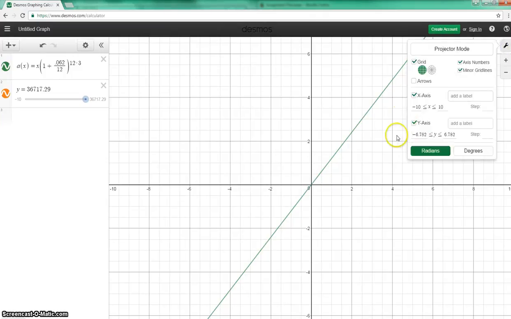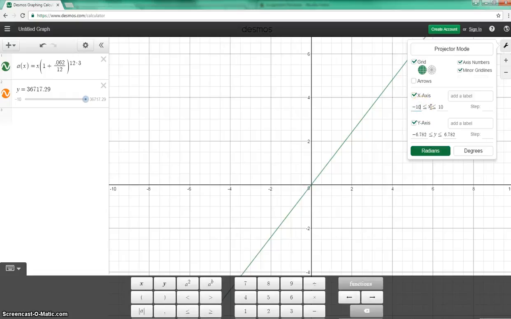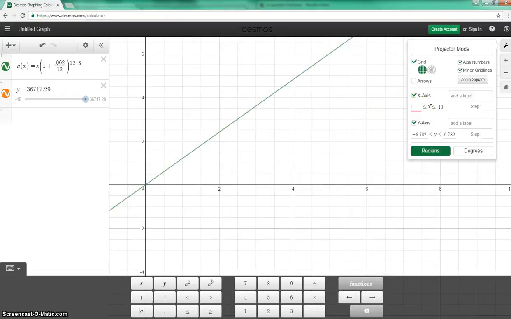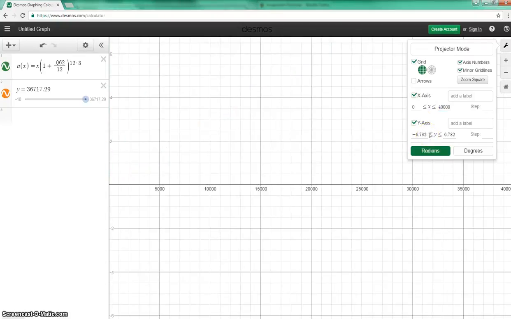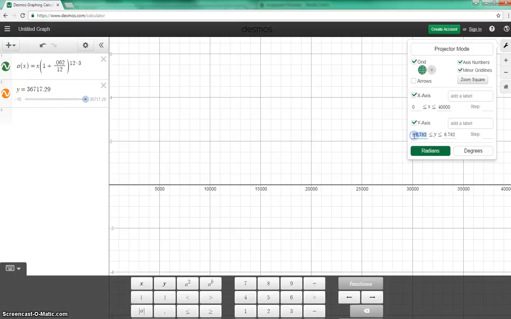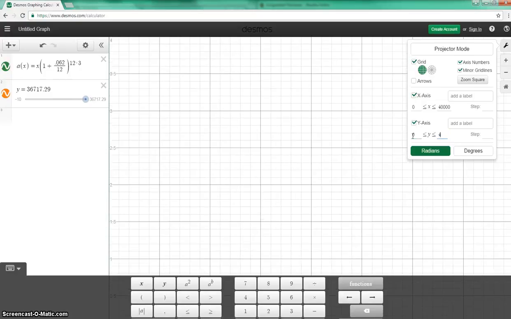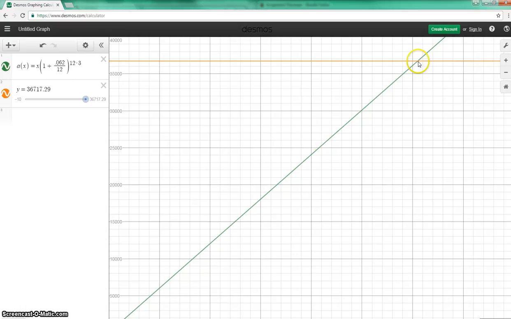I know that my x is dollar amounts, and if I end at 36,000, that means I start with less than that. So maybe we could go from 0 to 40,000. And for y, here it's going all the way up. This is the total amount that I have, so let's go from 0 to 40,000 as well, to make it kind of square. And we see that there is an intersection, right? Here's my exponential equation, and here's what I want it to equal, this 36,717.